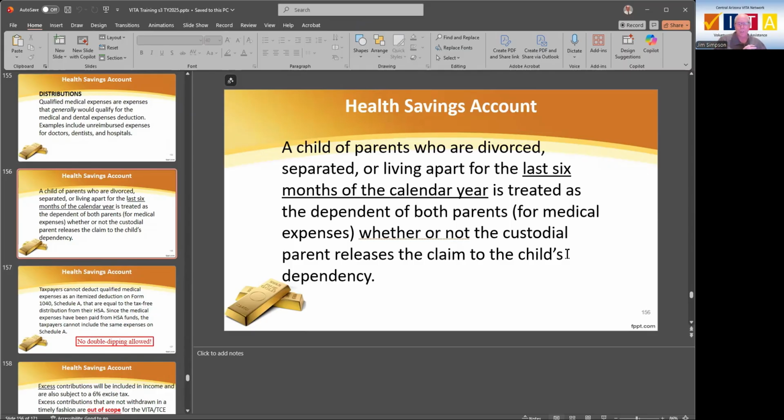In other words, if they have their health savings account and they wanted to pay for somebody who was not their dependent, say their brother got cancer and they wanted to take money out of their HSA for their brother, if their brother's not their dependent, they can't do that. This is the example where, if you've got a child, they're considered a dependent of both parents just for this purpose, just for medical expenses.